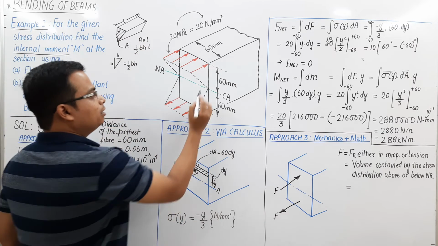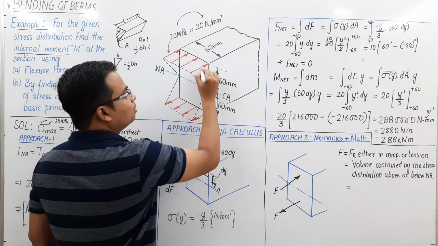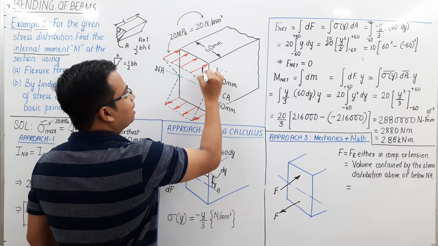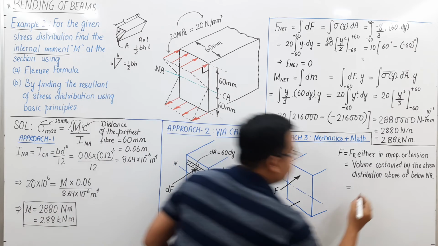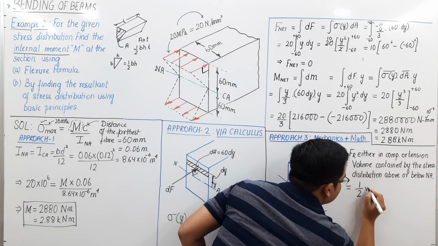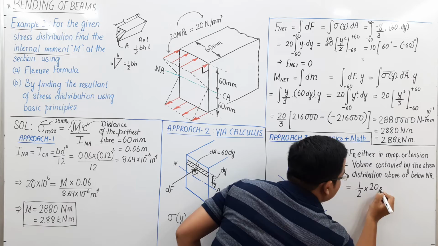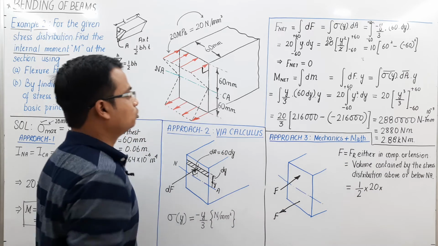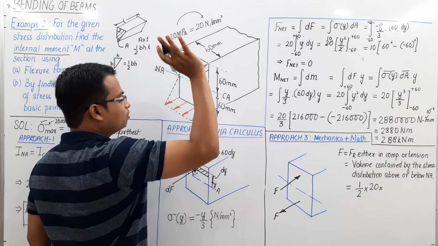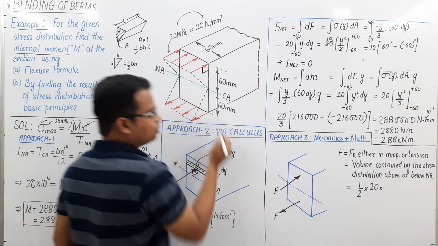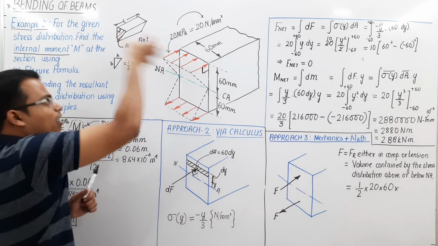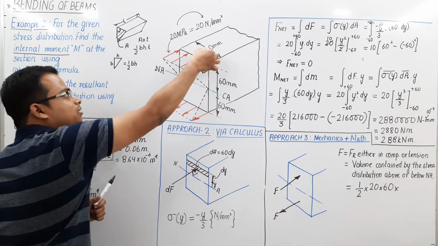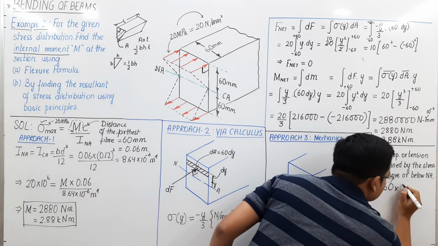In the same manner, watch this. This over here is a right angle. So half of base is 20. Everything is in millimeters and newtons, so this is 20 Newton per mm square. Listen to this very quickly. Height is how much? 60 millimeters. And you have to stretch it, you have to run it through this distance, that is 60 millimeters.